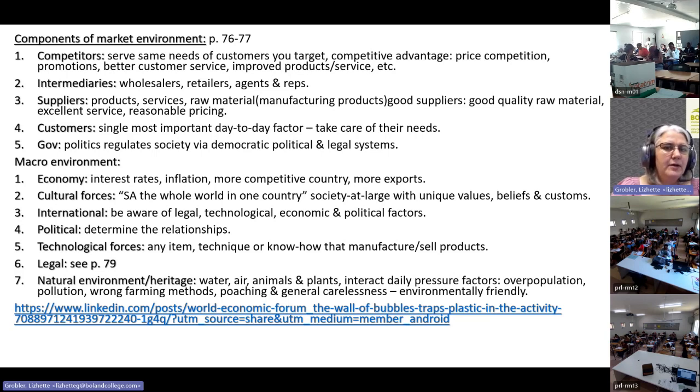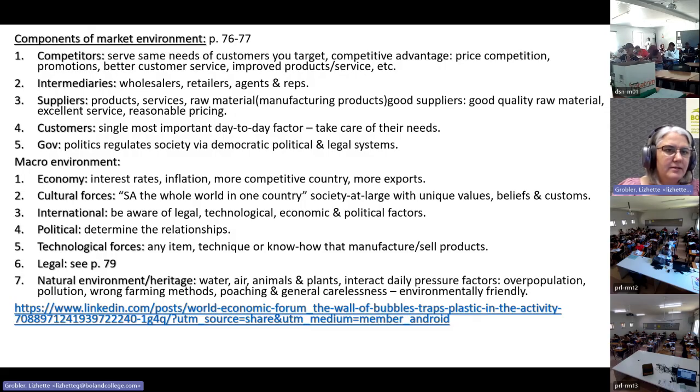Okay, could be your price competition, that you are in a good position to have a better price in whatever product you are competing. Promotions, that you maybe run a lot of promotions for your customers to give them a better price, and then better customer service. Also improved products and services can be included here. Intermediaries, that is now your wholesalers, retailers, agents, reps, representatives, any of those people. They are in between the manufacturer and then the small business.